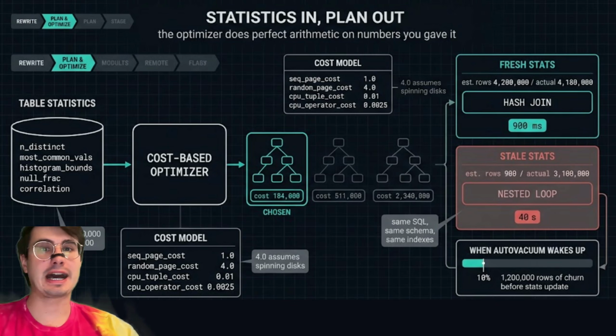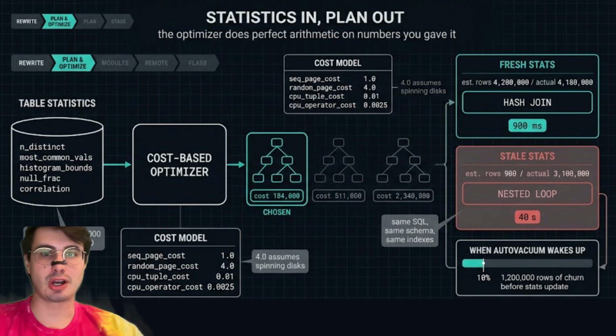And so if a query was fast last week and it's slow today, and nobody deployed anything, this is where you want to look first, right? Stale statistics. In Postgres, autovacuum triggers an analyze when roughly 10% of the table has changed since the last one, plus a small constant. So on a 12 million row table, that's 1.2 million rows of churn before the planner updates its worldview.